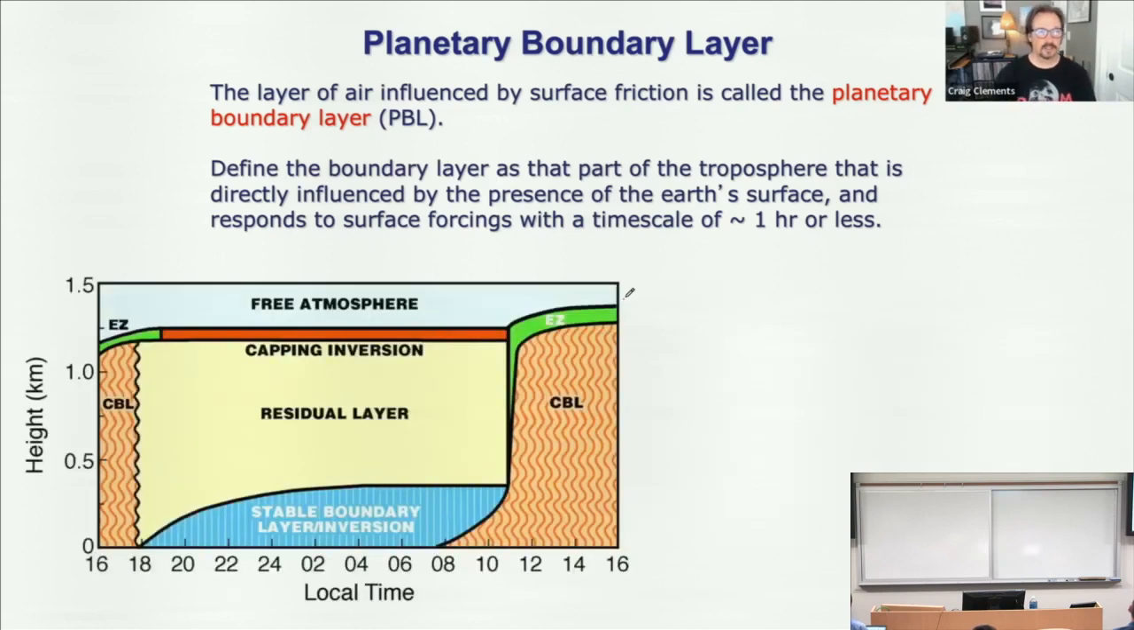And so here's a classic cartoon example of what we should expect in the diurnal evolution of the boundary layer, where we start off in the afternoon with the convective boundary layer, CBL, shown by this mixing.